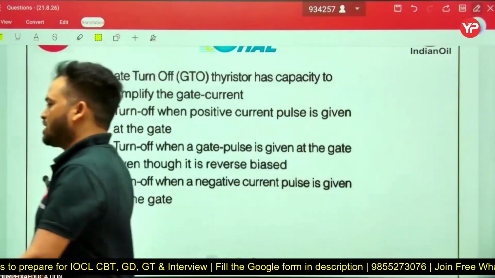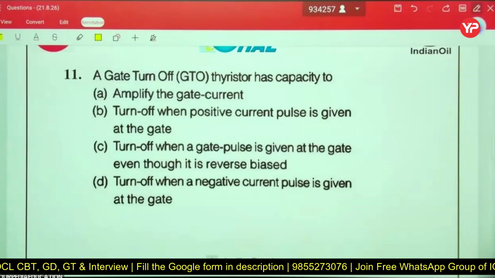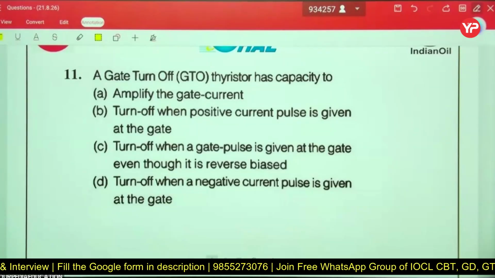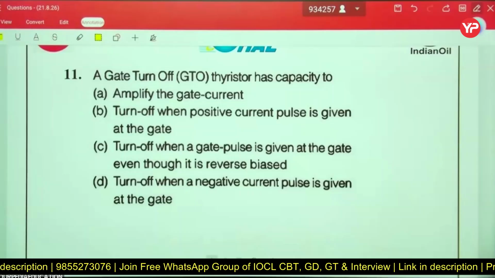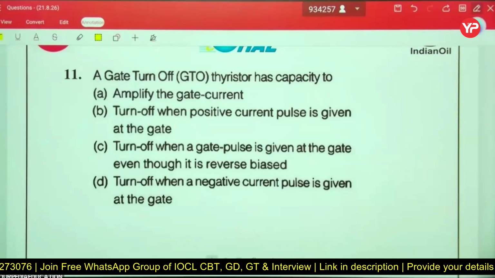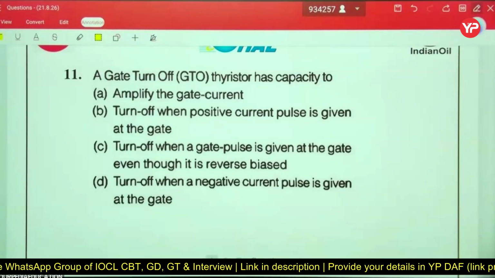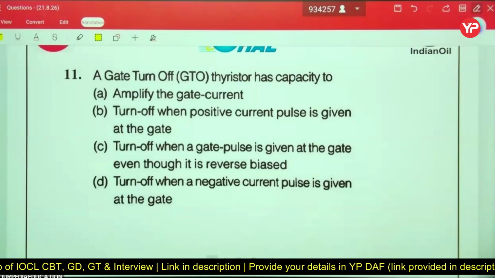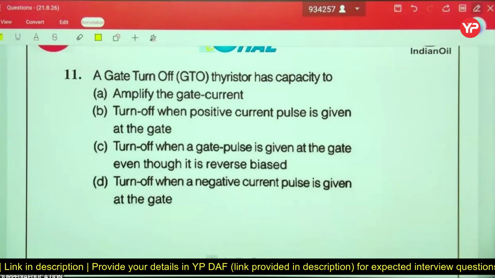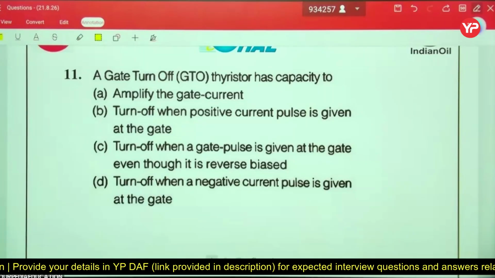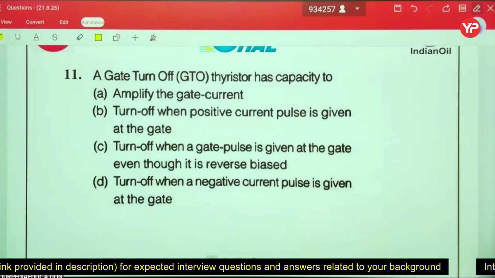See, a GTO, that is gate turn off thyristor, has capacity to amplify the gate current. Okay, sir, but I don't know the answer in detail. Which one, beta? Shreya? Which question's answer, beta, tell me, clear it. The previous one.